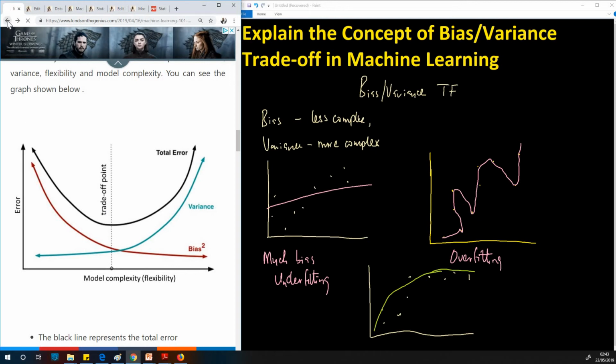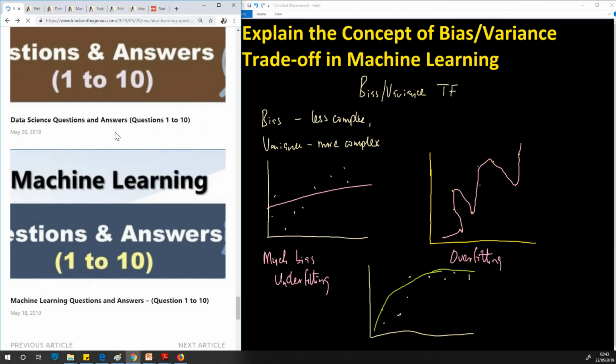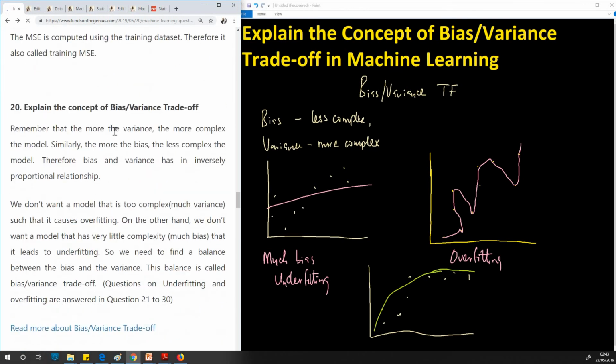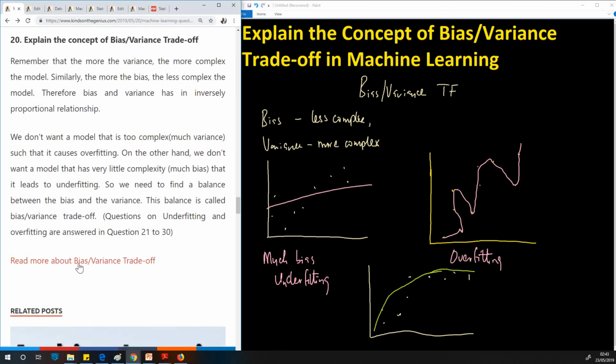Again, I'm going to go back to the question and answer page, so this is where we came from, and this is where a clear, more detailed explanation of bias variance trade-off is given. I'm going to stop here.